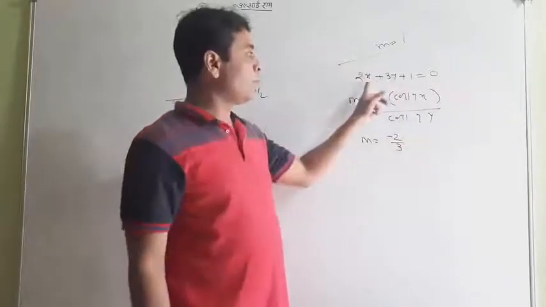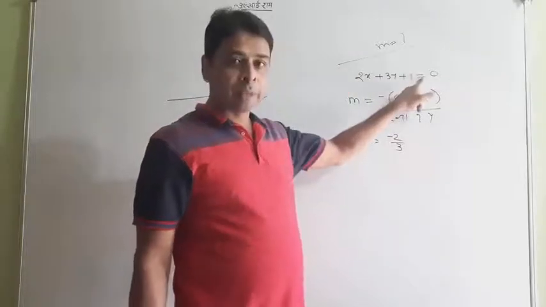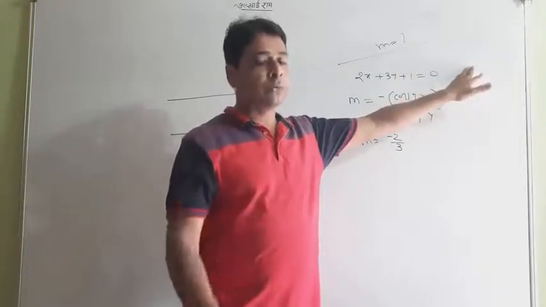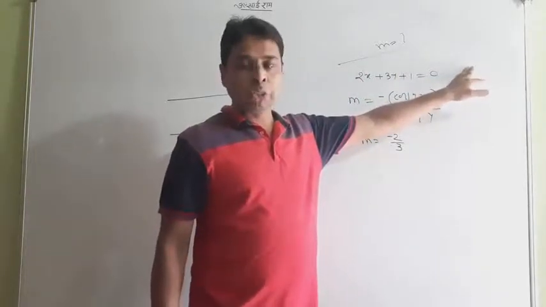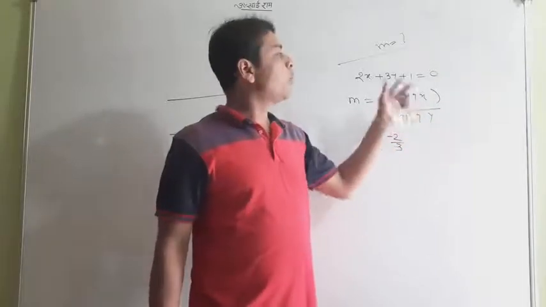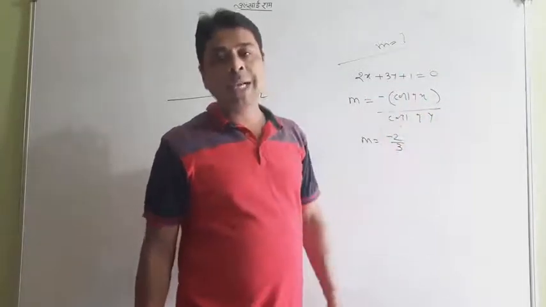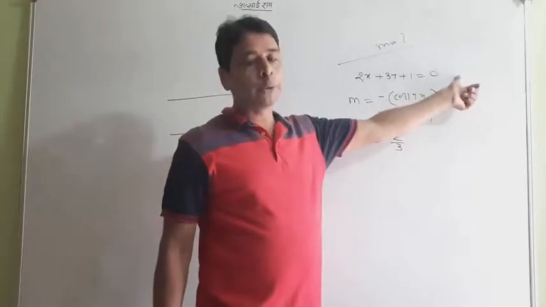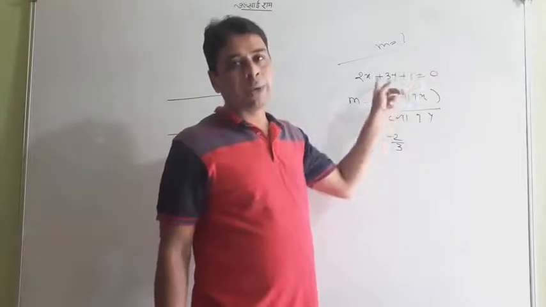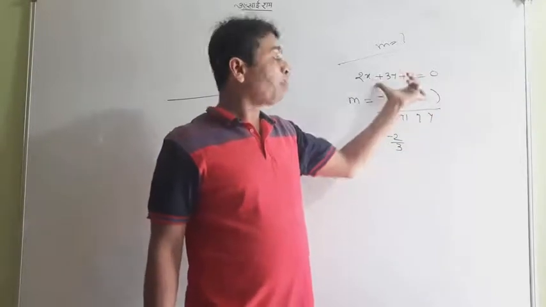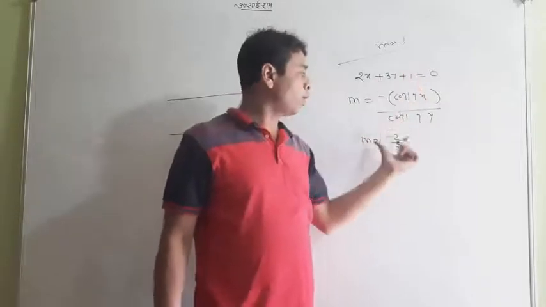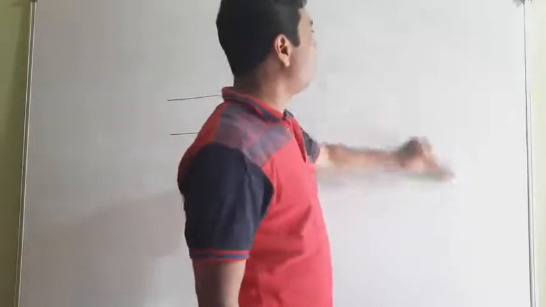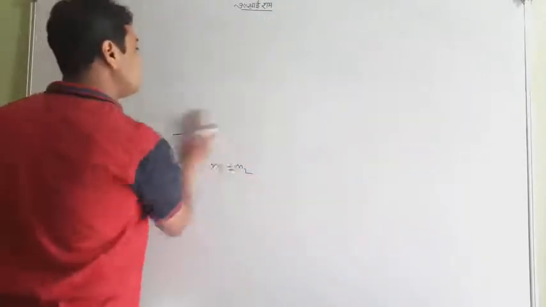Keep in mind, x and y must be on one side of the equal to sign. If the terms of x and y are on either side of the equal to sign, then you cannot use this formula. This formula will only be used when the terms of x and y are on one side of the equal to sign, no matter where the constant term is. When the line is given in general form, you can find its slope easily by this method. So till now, I hope I have taught you all the things.